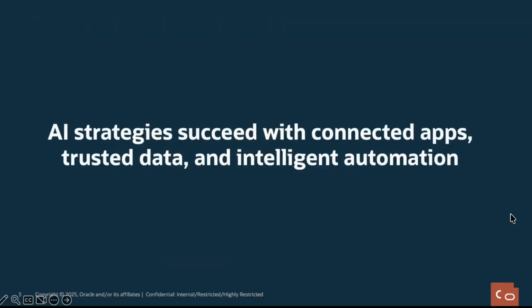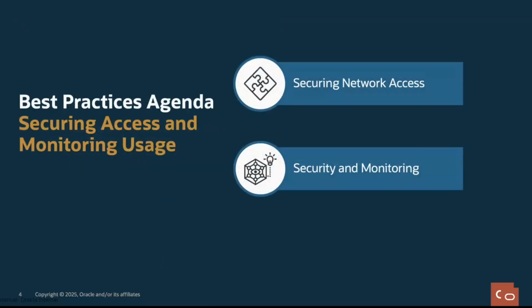So with that said, in order to be successful with AI, we need to have our apps connected, we need to trust the data, and we need the intelligent automation that Oracle integration offers us. And so Oracle integration is a key part of your AI strategies. We've talked about that in the past, and we will talk about it again in the future as to how AI enables you to be a force multiplier with the integrations you already have.